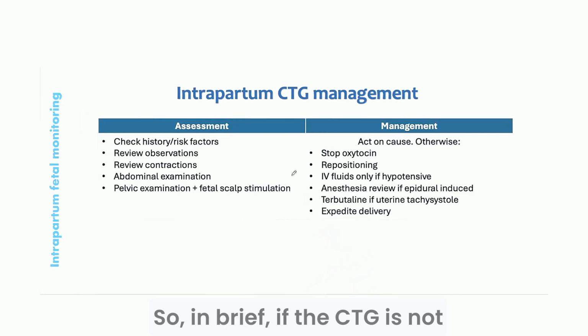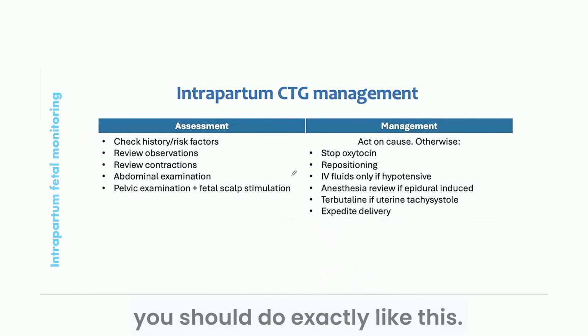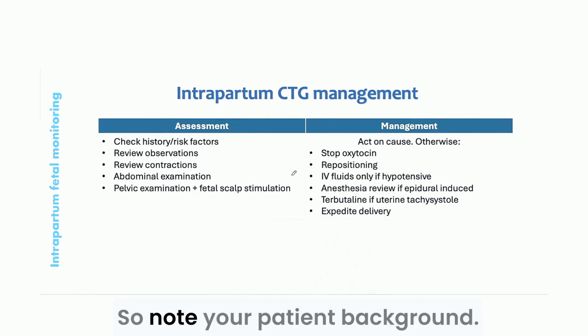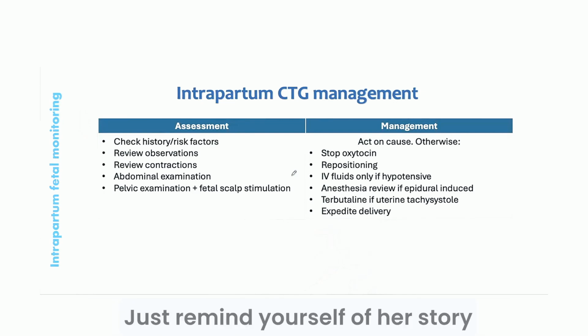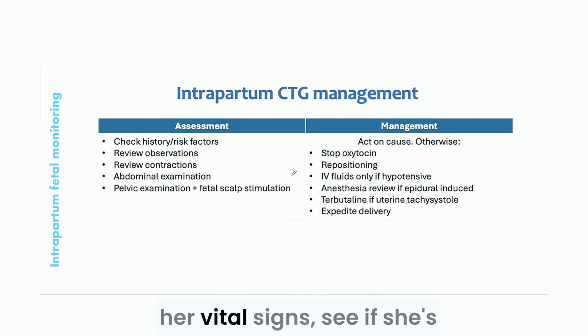So in brief, if the CTG is not normal, there are a few things you should do exactly like this. Check the history and the background. Know your patient background, just remind yourself of her story, and if there are any certain risk factors that you know about her from pregnancy or from labor. And then you have to check her vital signs, see if she's hypotensive, tachycardic, because that could be a clue.